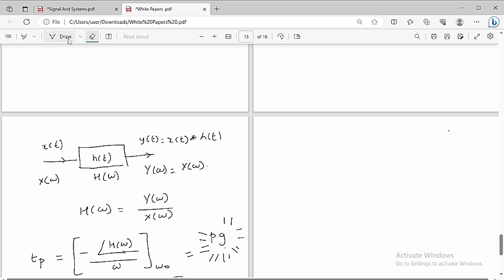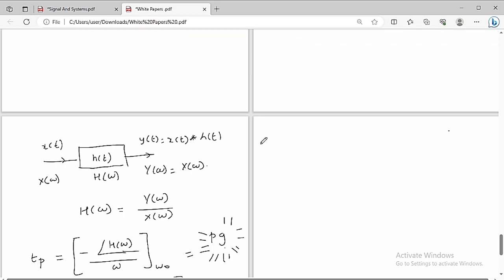So now what I can say is very simple. Suppose x of t is a periodic signal which has a period of T, then it has a Fourier series coefficient a n.